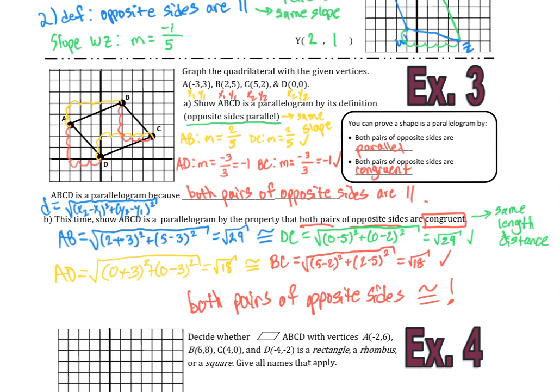Looking at that slope might be the easiest one. Takes a little less time, but distance formula is also easy. So on to the next one.